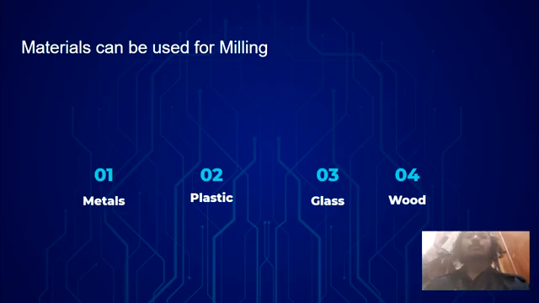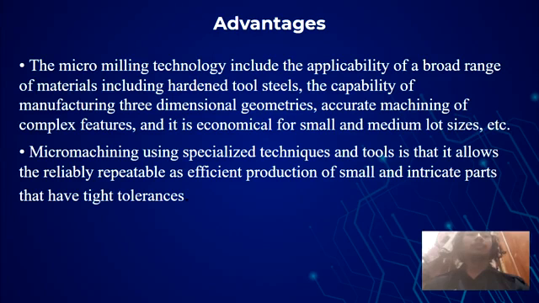So I'm Sandia Sanigat. I will explain about the materials that can be used for milling. There are four materials that can be used for micromilling. The first one is metals, the second one is plastic, the third one is glass, and the last is wood. And after that, I will explain the advantages of micromilling.